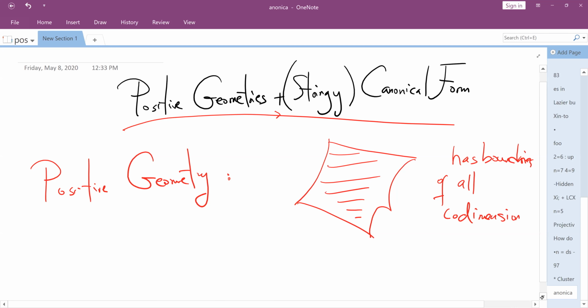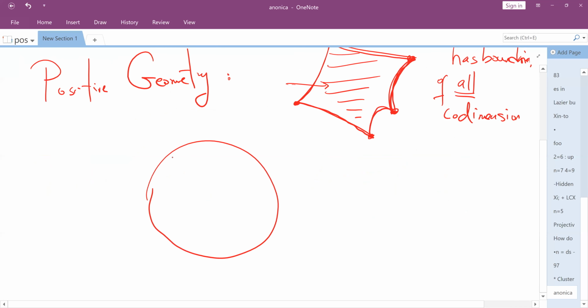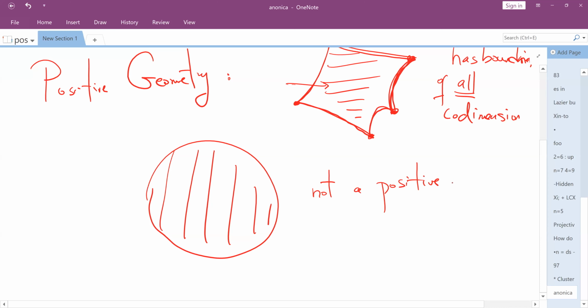So, in other words, this is a two-dimensional positive geometry. It has an interior that's two-dimensional. It has boundaries that are one-dimensional, like this, and it has boundaries that are zero-dimensional, like that. So this is an example of a positive geometry, whereas a circle is not. It doesn't have boundaries of all codimension, right? It only has a one-dimensional boundary. It has no analog of the vertices.